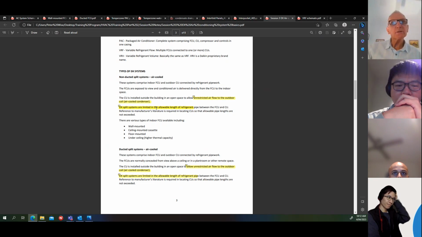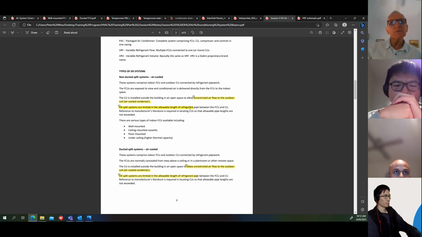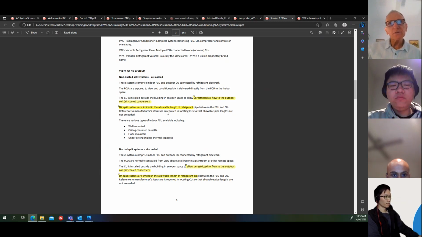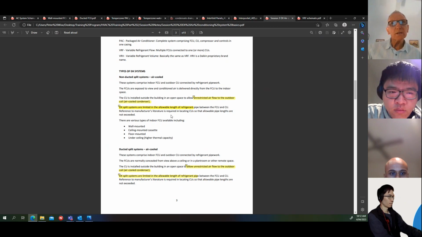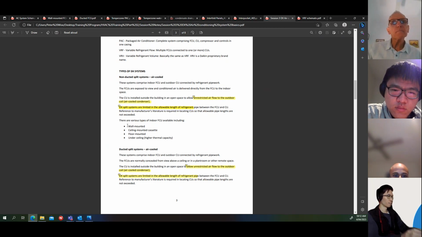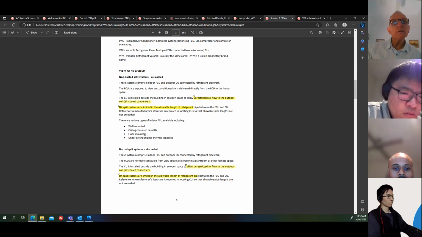Now, DX split systems are limited in the allowable length of refrigerant pipe between the fan coil unit and condensing unit. This is another one to be aware of. Typically, for small systems, the maximum length of pipe is probably about 15 metres. You might be able to get up to 30 metres of pipe, but make sure you look at the manufacturer's literature on the system you're looking at to see what length of pipe you can have. Because if you go over that, you're going to lose performance. And as I said before, various types of indoor fan coil units are available.